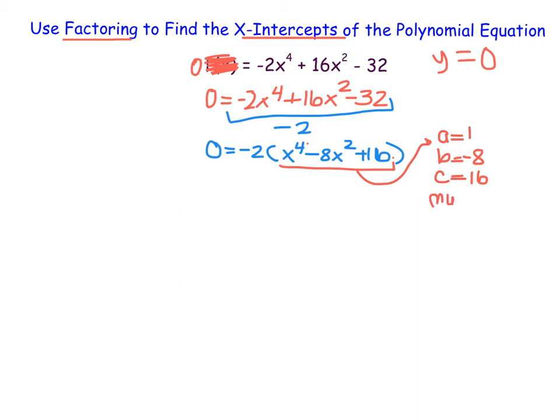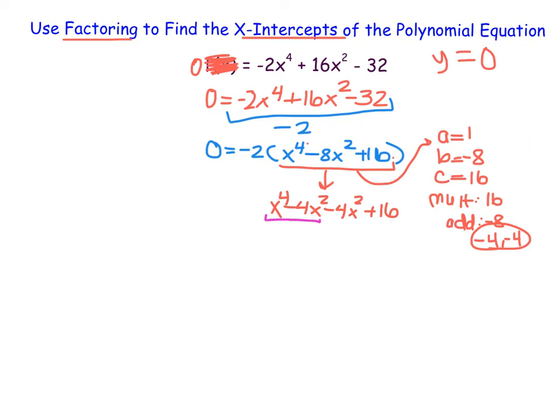Now, we need two numbers that multiply to be a times c, which is 16, and add to be b, which is negative 8. And when I think about it, the two magic numbers that multiply to be 16 and add to be negative 8 are negative 4 and negative 4. They multiply to be 16 and add to be negative 8. So we can now rewrite this trinomial as x to the 4th minus 4x squared minus 4x squared plus 16. Notice that I just rewrote that negative 8x squared as negative 4x squared minus 4x squared.